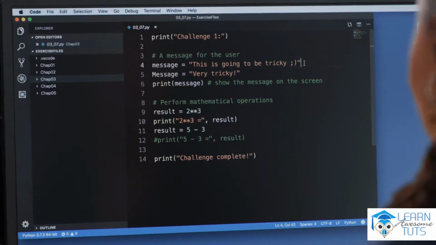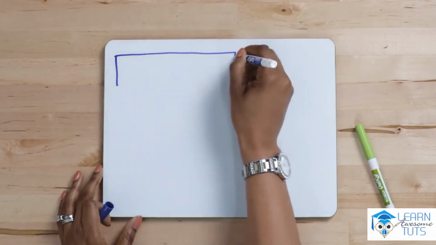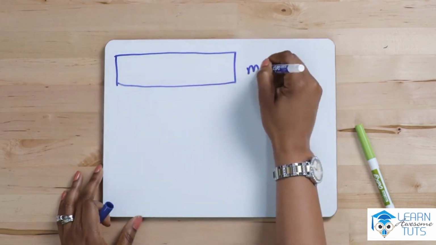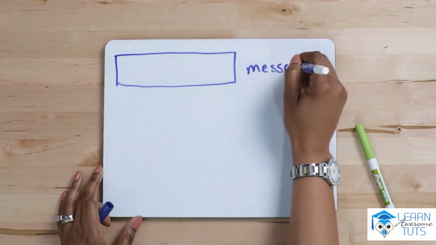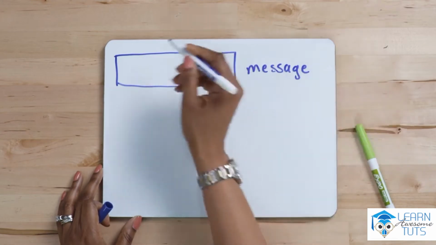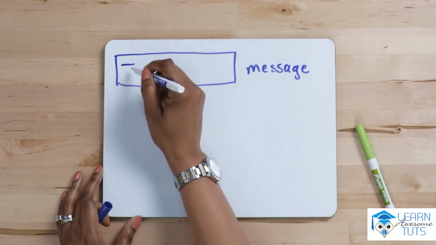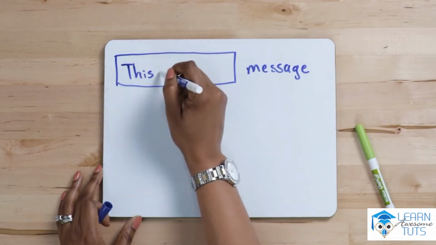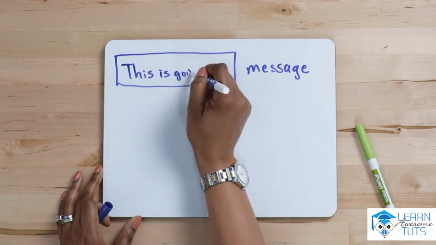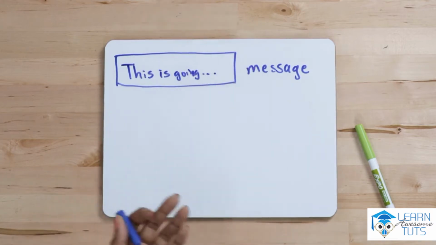Next, on line number 4, we come to our very first variable. It's named message, and the value is the string. This is going to be tricky. Whenever I come to a variable, I write it down and I keep its current value. So let's create a box for message, and its value, this is going to be tricky. Great.